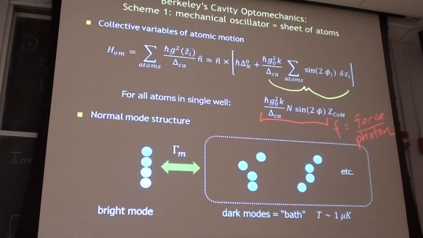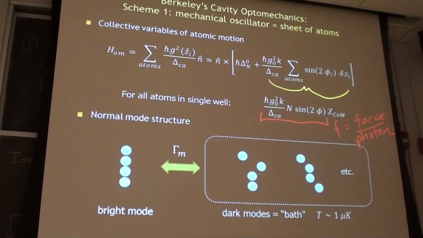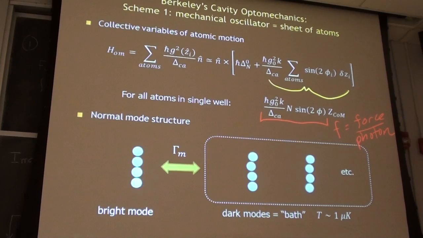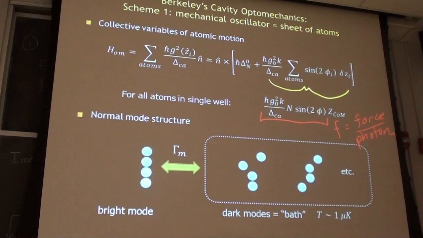In fact, what happens in my system is that the trap that holds the atoms is not perfectly harmonic. The atoms collide with each other. So these aren't perfectly well respected normal modes. But nevertheless, one picture for what's going on is that the center of mass mode is a fairly well-defined mode of my gas. It has a limited quality factor due to its interaction with all these other modes. These other modes are not what I observe, but they do impact the mechanical degree of freedom that I do observe by, let's say, providing it with some damping.